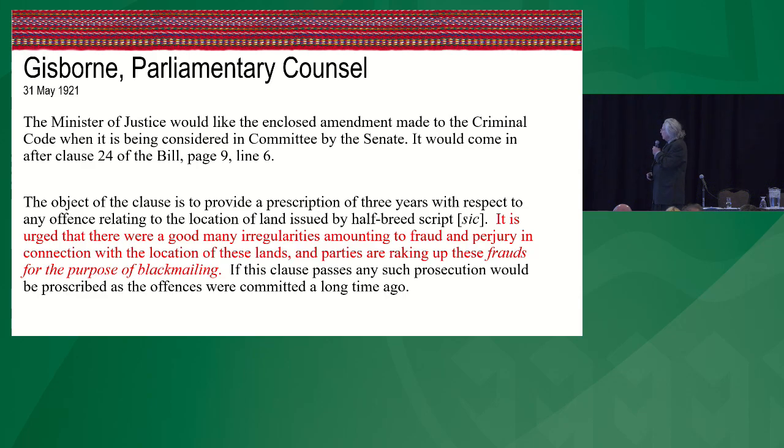It is urged that there were a good many irregularities amounting to fraud and perjury in connection with the location of these lands, and parties are raking up these frauds for the purposes of blackmailing. Well, that's a little different than an oversight. So who are they protecting? They're not protecting the people that have been defrauded. Canada has amended its old laws to protect the rich at the expense of the Métis, and they're worried about someone rich being blackmailed.